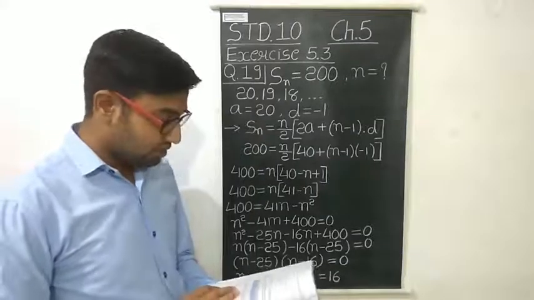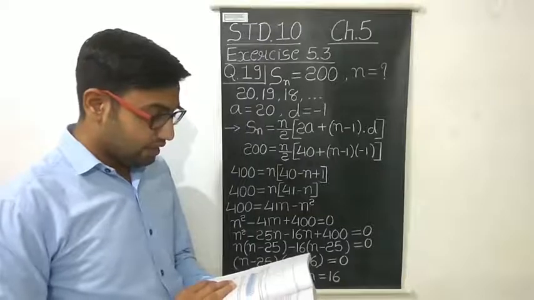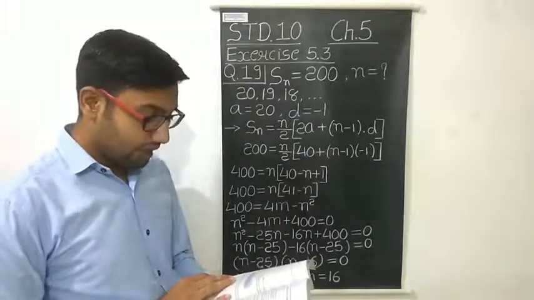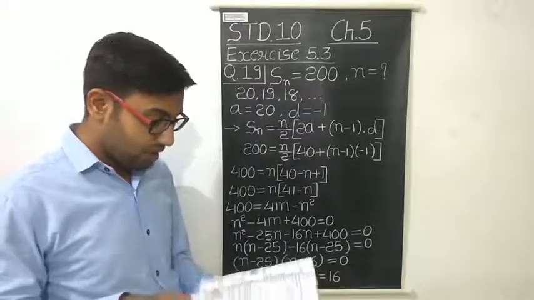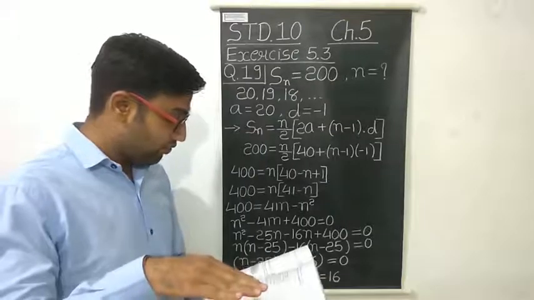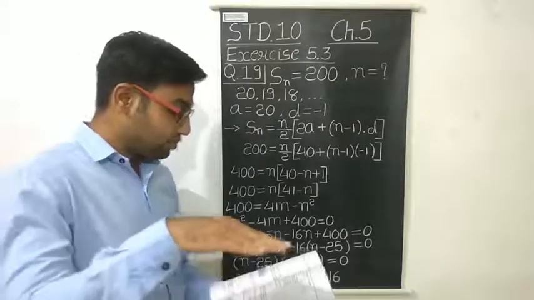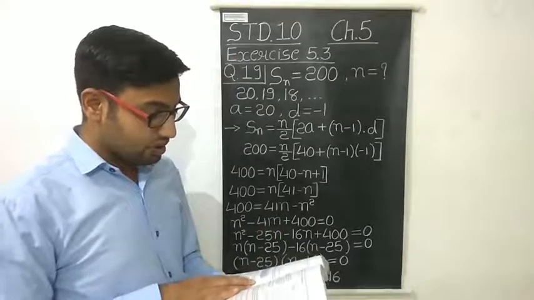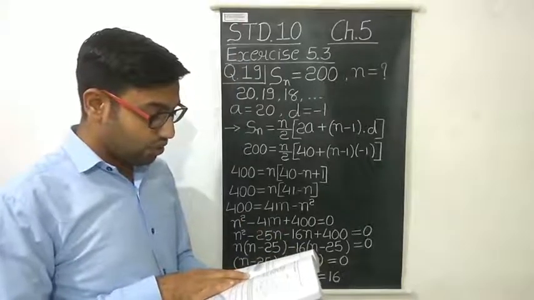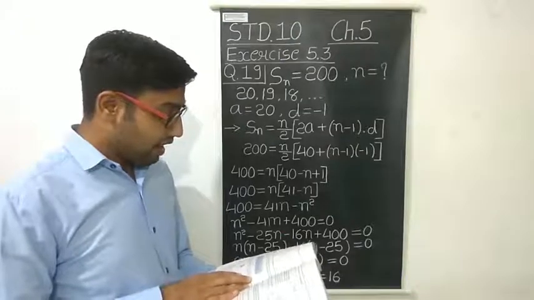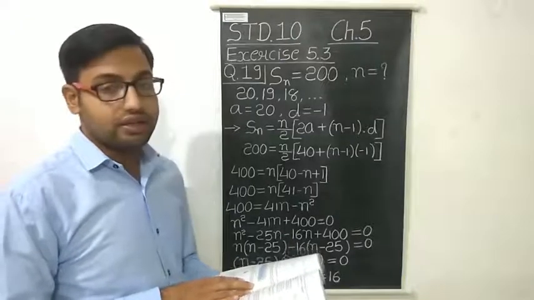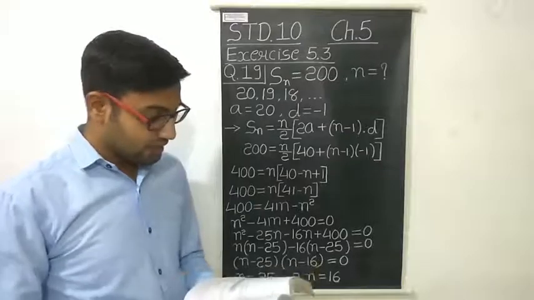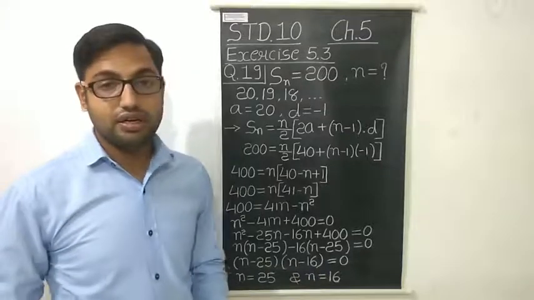200 logs are stacked in the following manner: 20 logs in the bottom row, 19 in the next row, 18 in the row next to it, and so on. In how many rows are the 200 logs placed, and how many logs are in the top row? So there is a diagram given in the question.